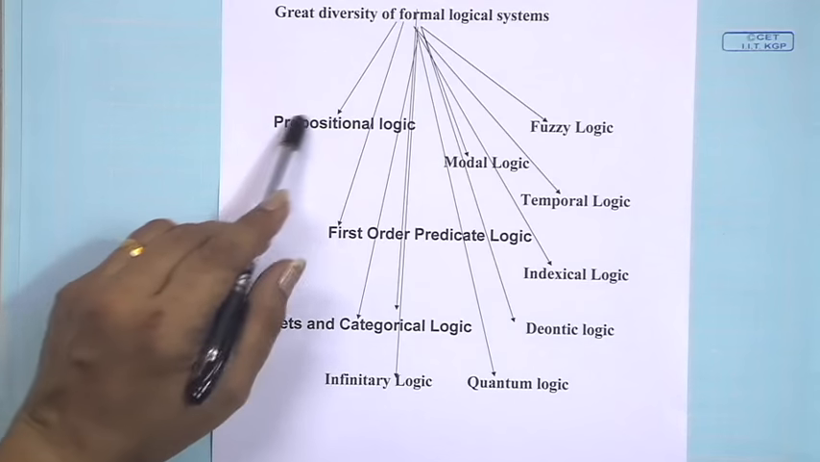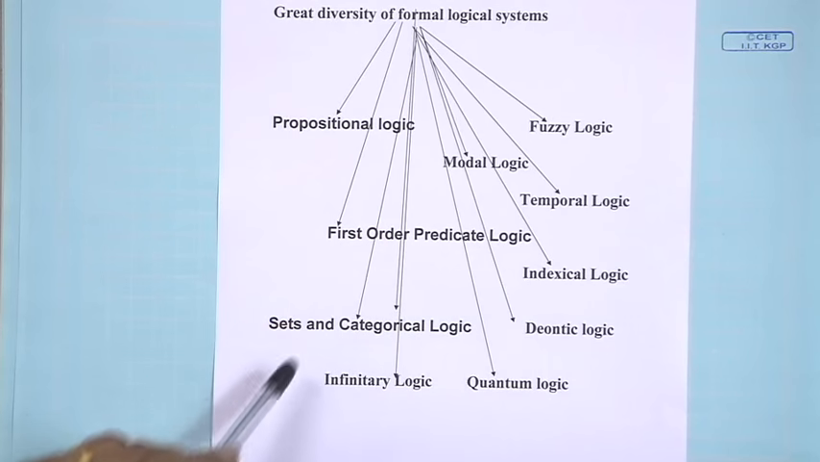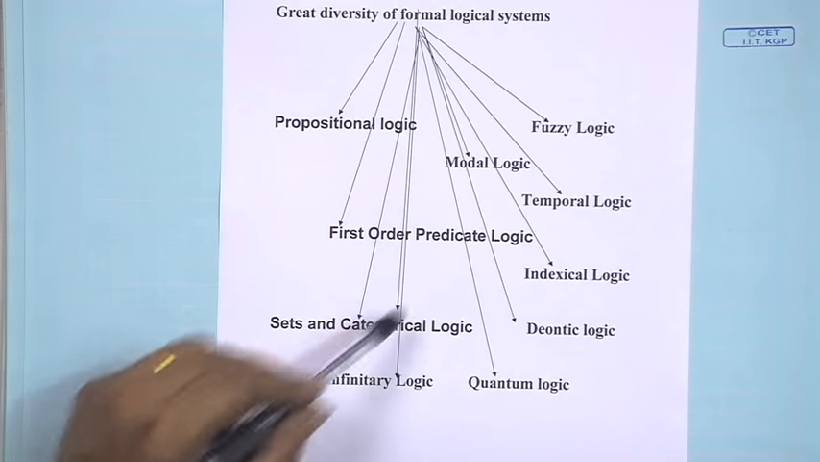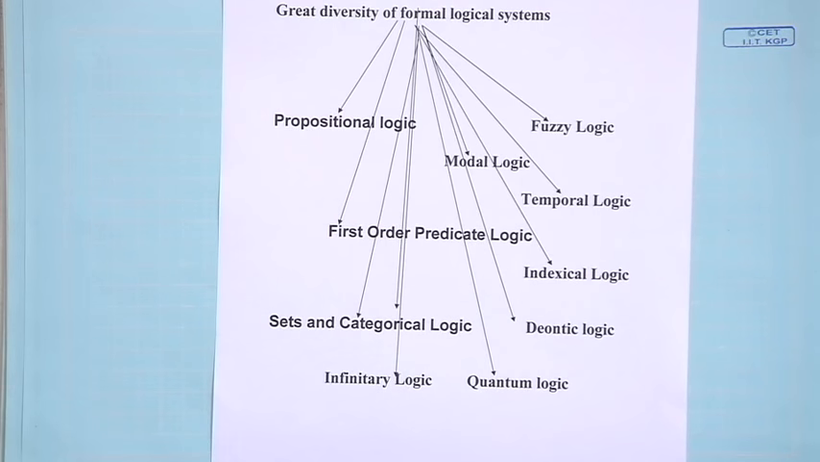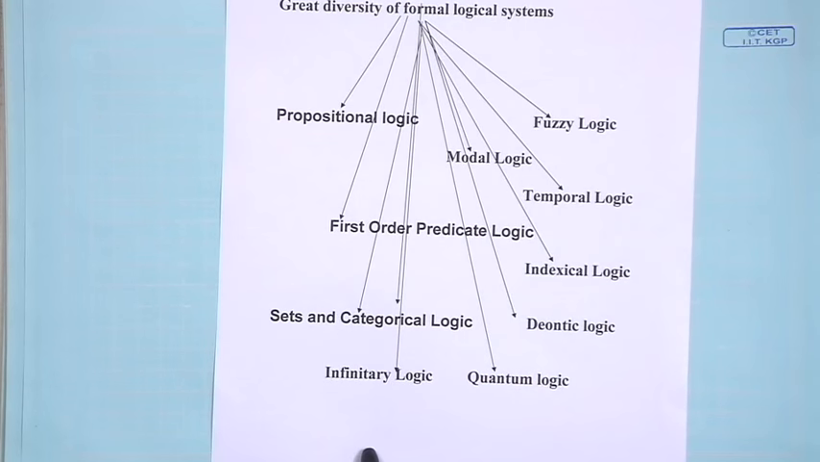For example, there is propositional logic, and there is first order predicate logic. There are sets and categorical logic, and these three actually constitute what we would call the classical standard logic, and this is what we will do in this course. But look at the other varieties that are there.